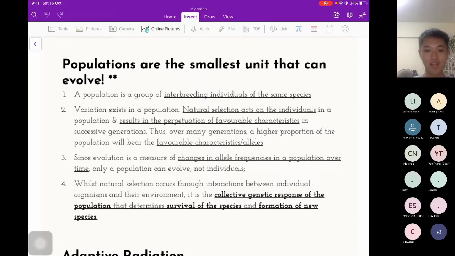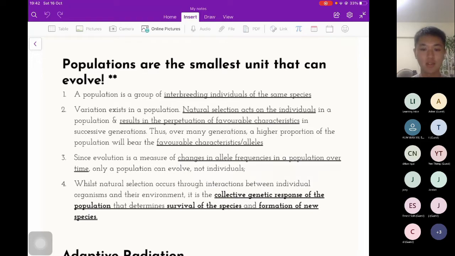It sounds very stupid, but I repeat, evolution is a measure of changes in allele frequency in a population over time. Okay? And natural selection acts on the individuals, but not the population. Therefore, populations are the smallest unit that can evolve. Is anyone lost? Because this explanation is quite stupid, but this is the correct explanation. It sounds very stupid the first time you hear it, but if you have a question, or if you don't understand, please raise it up.